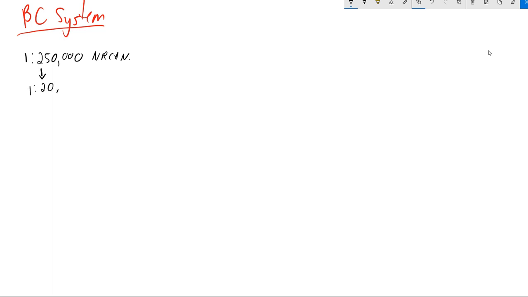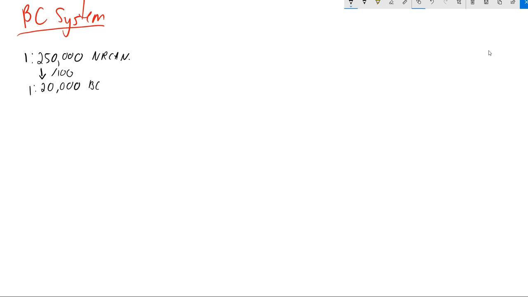So, to give you a way to remember this for exams or for anything that you might find helpful, there's a simple way of remembering the math on this. I'm pulling out a pen here. With the BC system, we start with 1 to 250,000, right? So this is the NRCan. And then what BC does is they take it and they make it into 1 to 20,000. This is dividing it into 100 pieces.